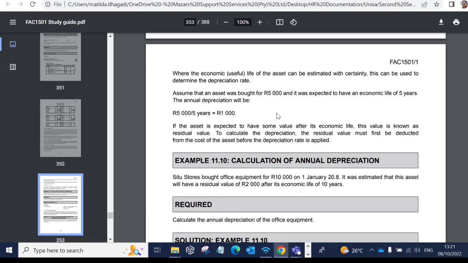If the asset is expected to have some value after the economic life, this value is known as the residual value. To calculate depreciation, the residual value must first be deducted from the cost of the asset before the depreciation rate is applied.